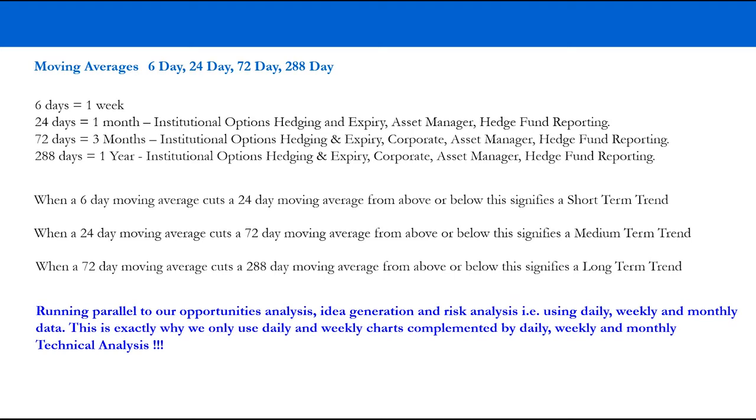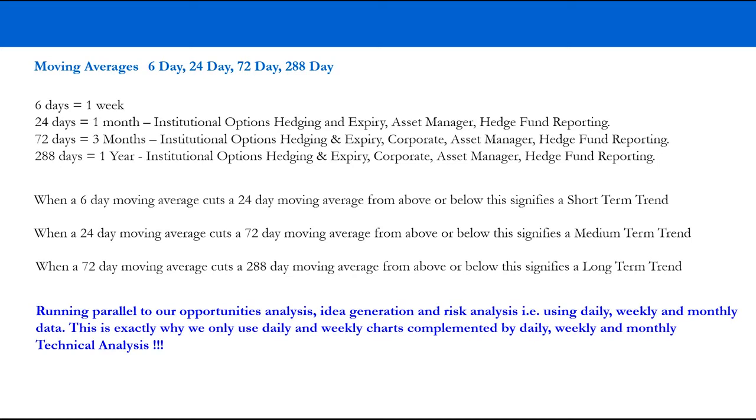72 days, as in 1 quarter, 3 months of the financial year. 72 trading days is therefore important to us because it's a quarterly reporting period. We have institutional options hedging and expiry, and we have corporate reporting. So we have companies reporting earnings, and they're very active in the Forex markets with hedging. And we have quarterly and monthly asset manager hedge fund reporting. So 3 months is important to us. 72 days. That's 72 trading days in Forex.